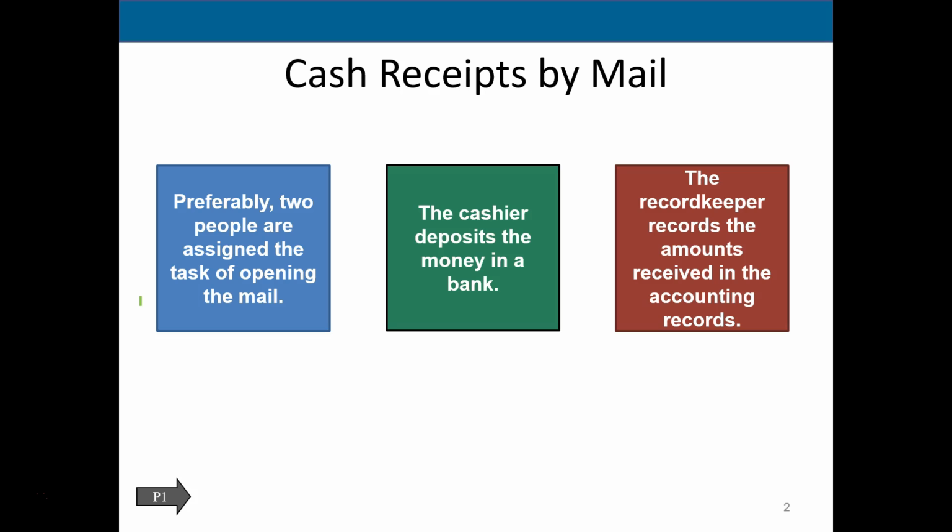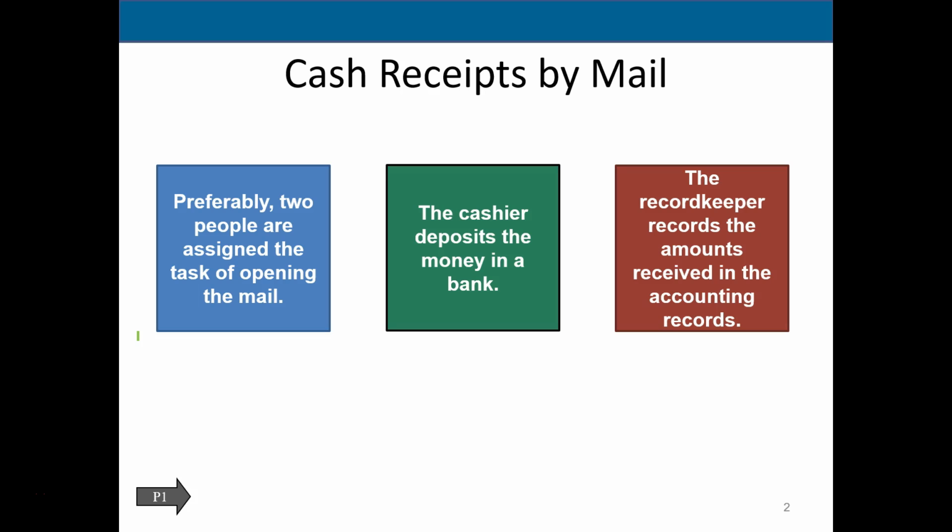So if we're going to receive cash within the mail, then we have, preferably, two people assigned the task of opening the mail. Why? Because we want two people involved so that they once again would have to collude in order to steal any stuff coming in from the mail.